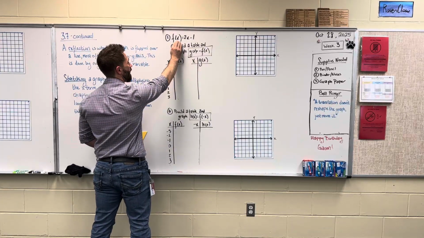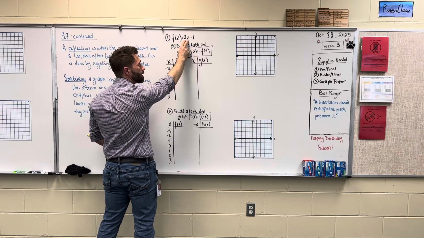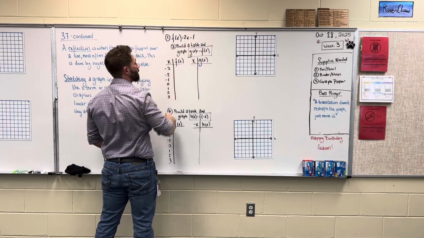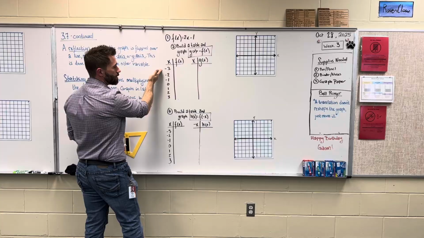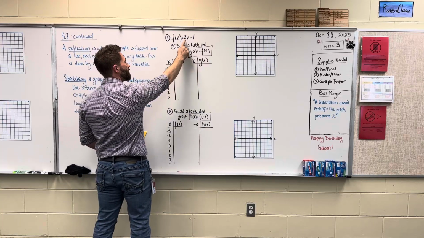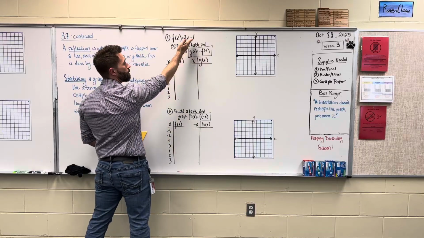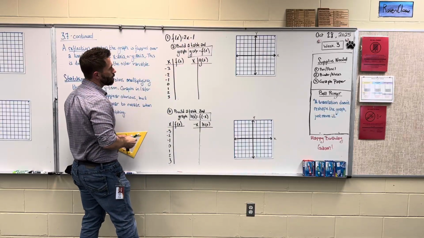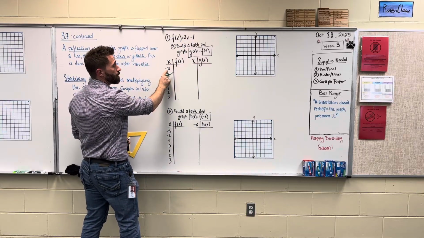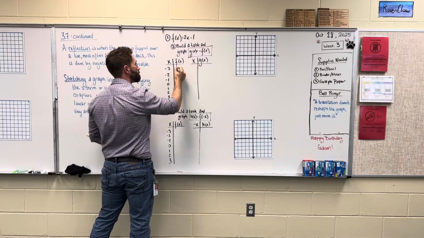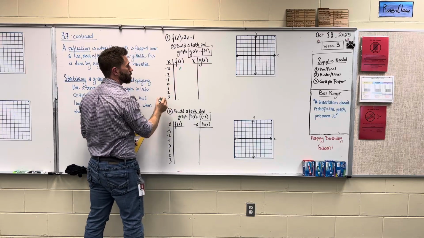Our function f of x is doubling the input and then subtracting 1. So my input is listed over here. If it says multiply it by 2, I double the input, then subtract 1. PEMDAS. So let's double negative 3. It becomes negative 6. Negative 6 minus 1 becomes negative 7.